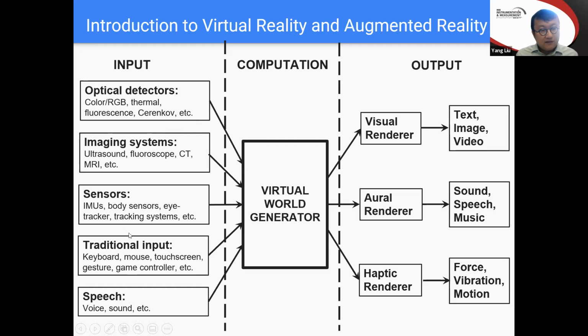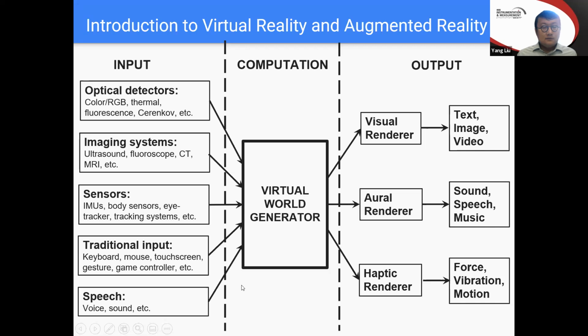On top of that, you could have sensors such as gyroscopes, including your IMUs, body sensors, eye trackers, and tracking systems. In addition to that, you could also have speech and voice recognition, and some traditional I/O input like mouse, keyboard, touchscreen, or gesture control.